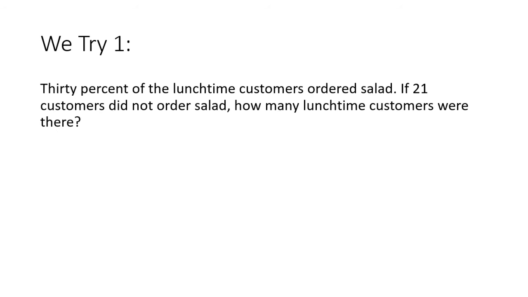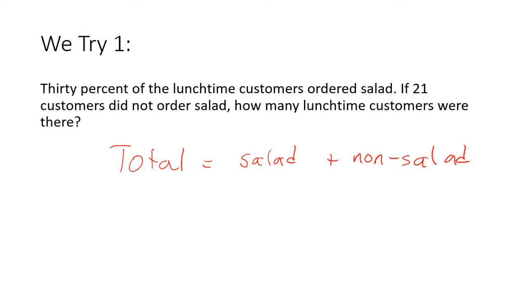30% of lunchtime customers ordered salad. If 21 customers did not order salad, how many lunchtime customers were there? So let's set up an equation. So I have the total. The total will be all of the salad people plus non-salad people. I'm a salad person myself, but you may not be. So it makes sense that the total would include all the people that ordered salad plus all the people that didn't order salad. Now let's see what we know.